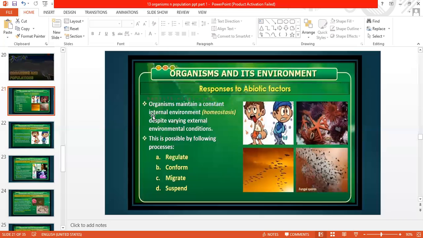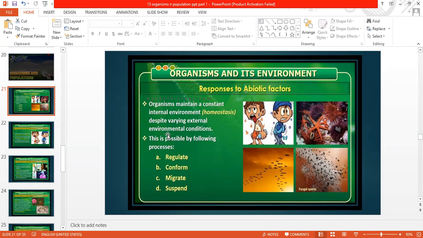Children, during the course of millions of years of existence, many species would have evolved a relatively constant internal environment that permits all biochemical reactions and physiological functions to proceed with maximum efficiency and thus enhances the overall fitness of the organism. So, what is homeostasis? Organisms maintain a constant internal environment despite varying external environmental conditions.